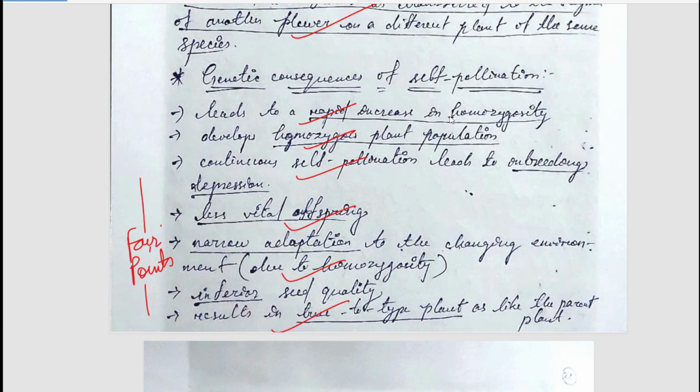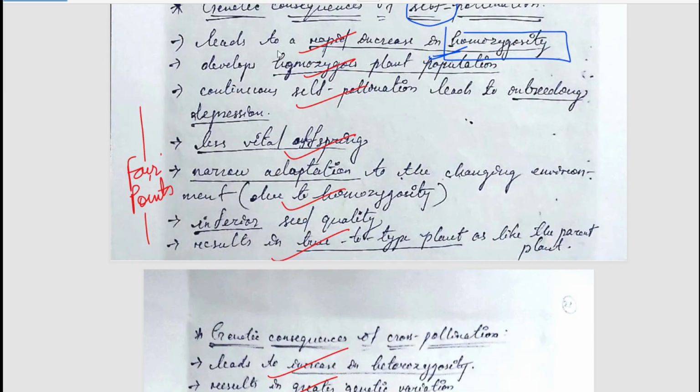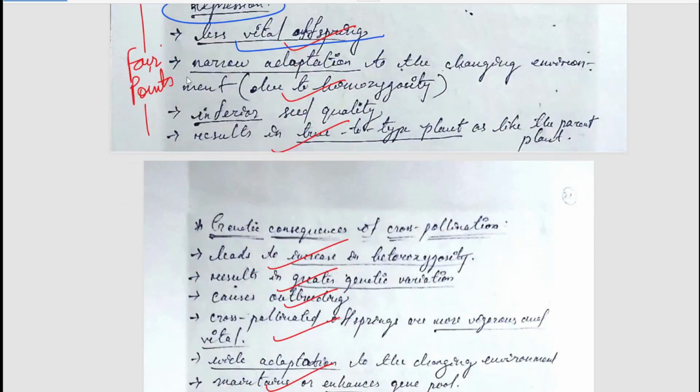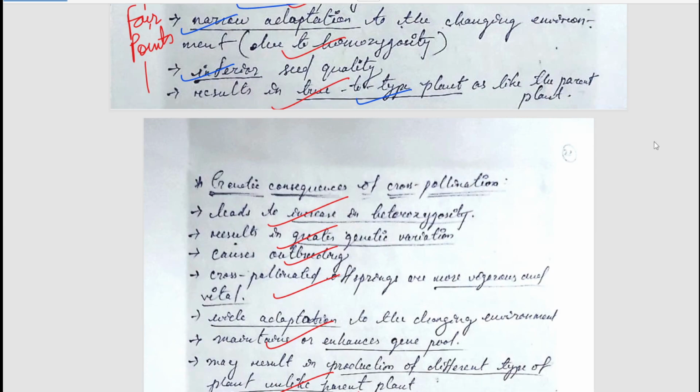Obviously, there will be a rapid increase in homozygosity. As we all know, self-pollinating plants are homozygous and homogeneous, so there will be an increase there. Inbreeding depression can be seen after some generations. Less vital offsprings can be seen. Narrow adaptation can be seen. Inferior seed quality after some generations. True to type plants. These are written points, you can simply pause and read them.